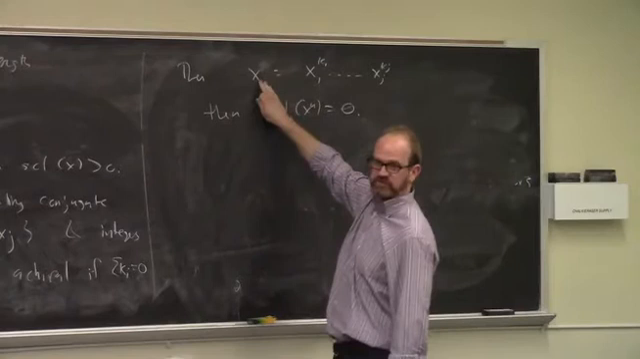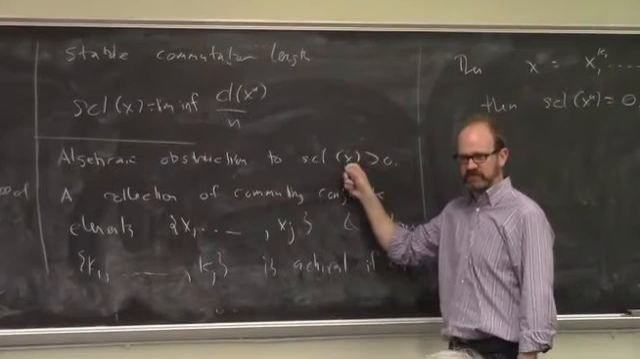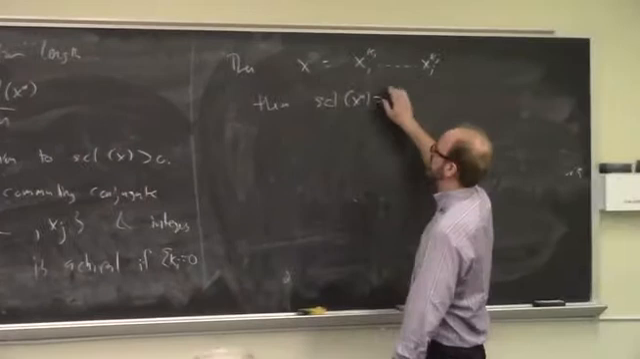But in fact, it might be that you need to take x to the n. So the point is, if the stable commutator length of x is positive, then the stable commutator length of x to the n is just going to be n times the stable commutator length of x. So it's possible that x can't be written this way, but x to the n can be written this way.